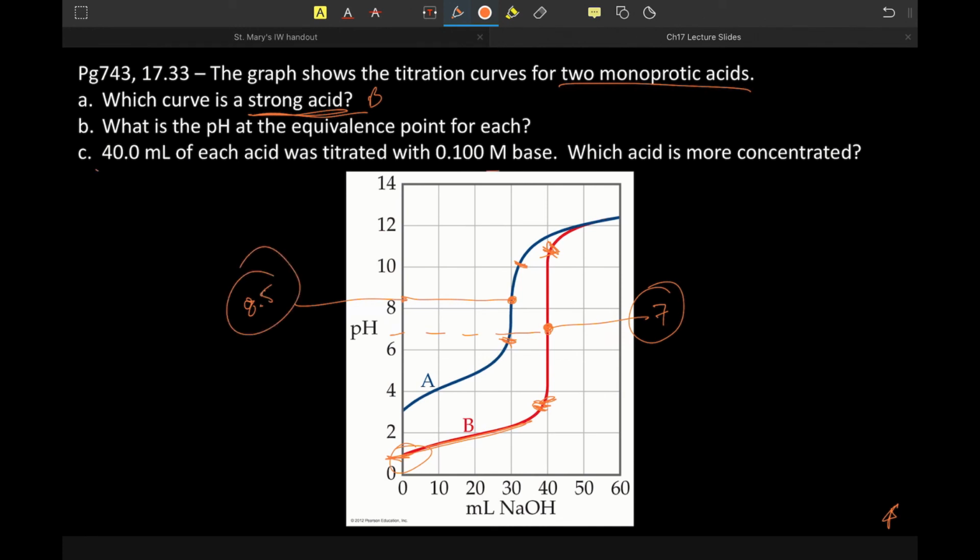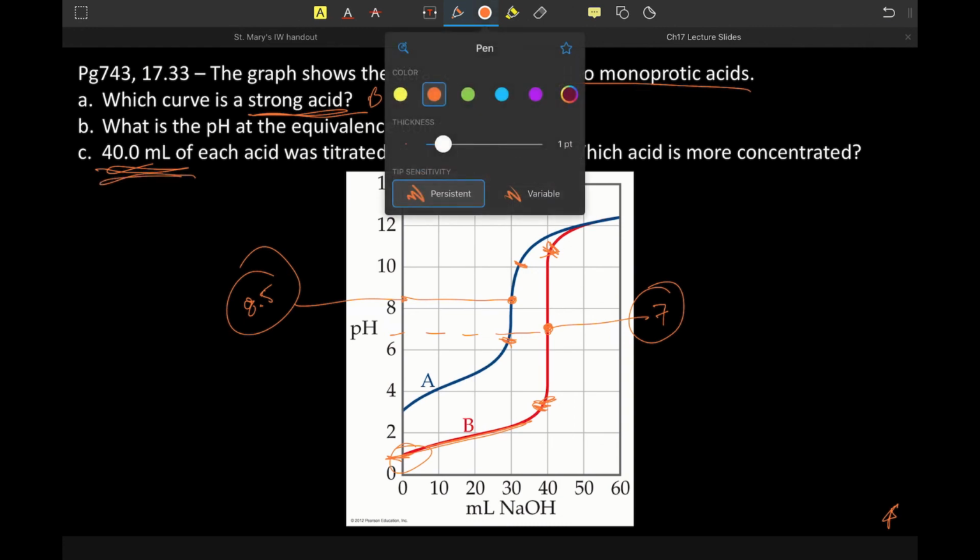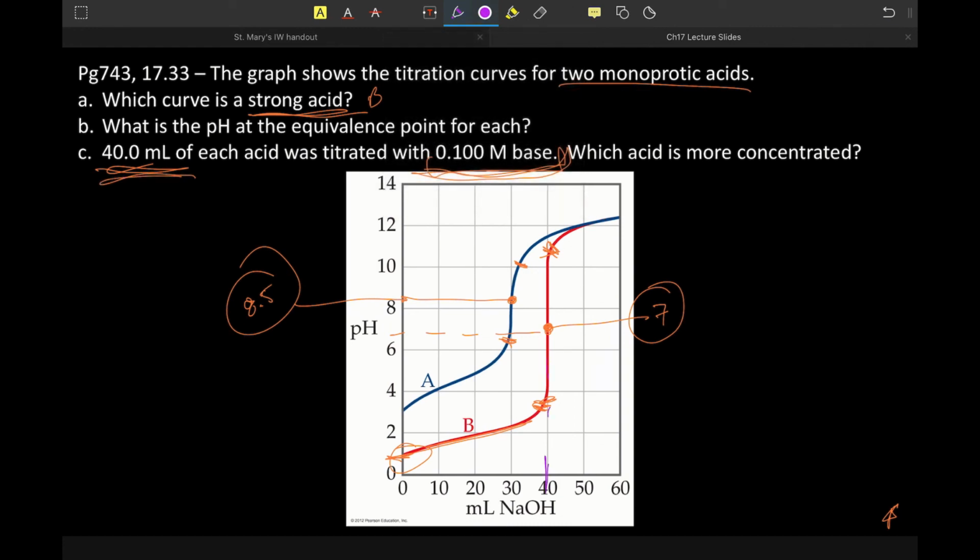Looking at the last question, we have 40 mL of each acid titrated with 0.1 molar base, so we're using the same concentration of base for each. We have the same volume of each, but if one of these requires more volume of NaOH, the one that requires more volume must have had more initial moles of acid present. Does that make sense? If it required more moles of base, that sample must have had more moles of acid initially present.